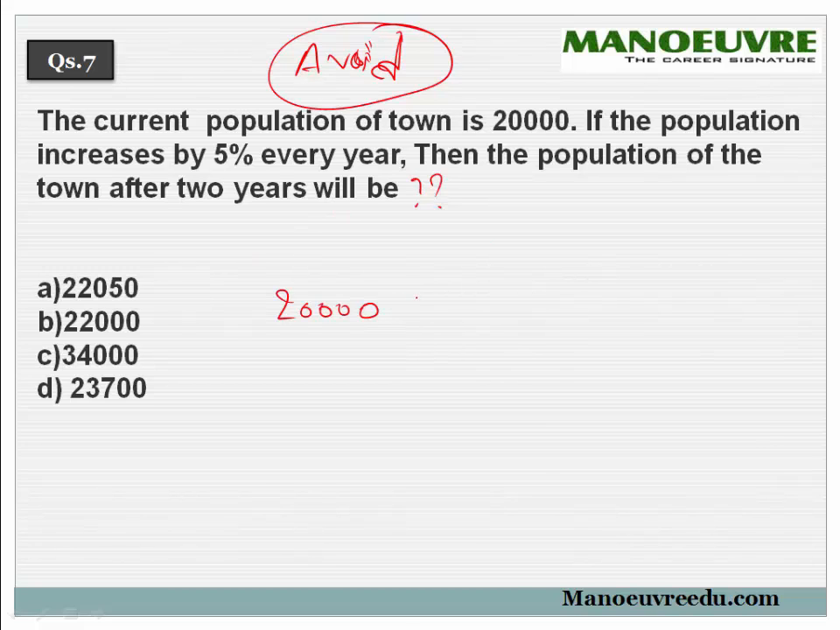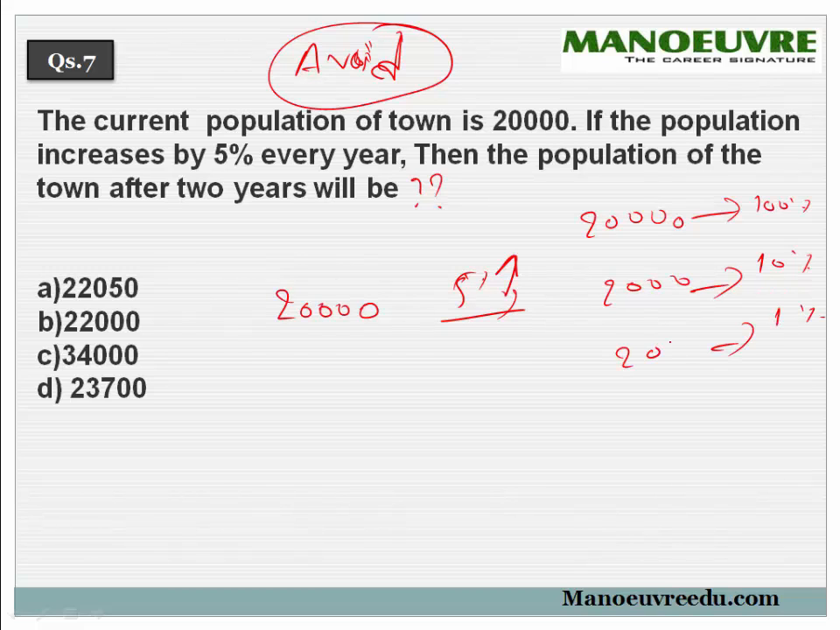Okay, so 20,000, 5% increase. I have already discussed this method, but again I am discussing. This is 100%. 10% is what? 2,000. 1% is what? 200. Now the question is 5%. So 10% I know, 5% is half of this, so 5% will be 1,000. So with 5% increase, in the next year from 20,000 it will become 21,000.